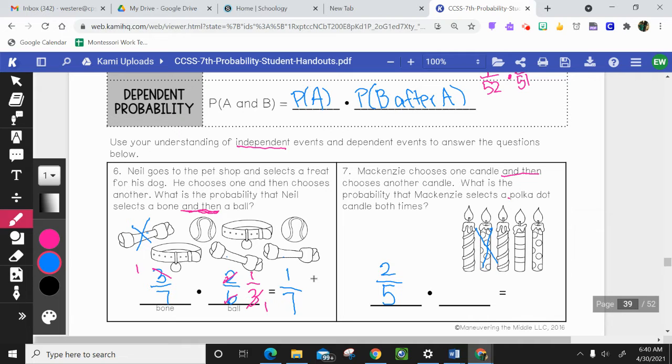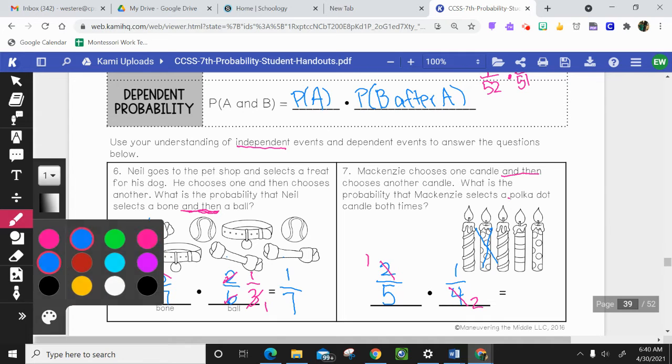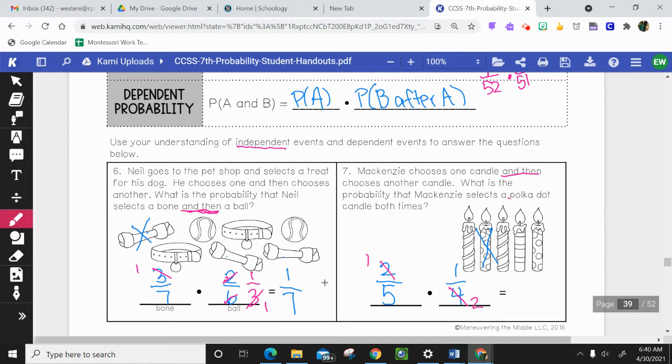Now we have to imagine she chooses that polka dot the first time. She doesn't choose any other random because we're just asking about polka dots. So that one is now gone. So I have 1, 2, 3, 4 candles left, and she chooses the other polka dot. There's only a 1/4 chance to choose it the second time. I'm going to try to reduce before I multiply. So I see this 2 and 4 is equivalent to 1 and 2. Divide them both by 2. So I multiply straight across, 1/10. There's a 1 out of 10 chance that she chooses the polka dot both times. Okay.